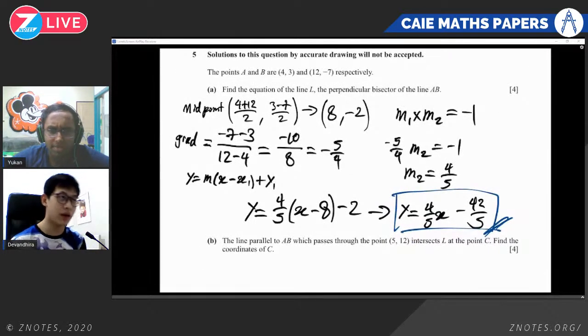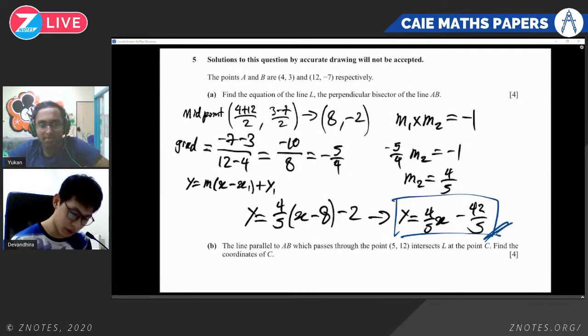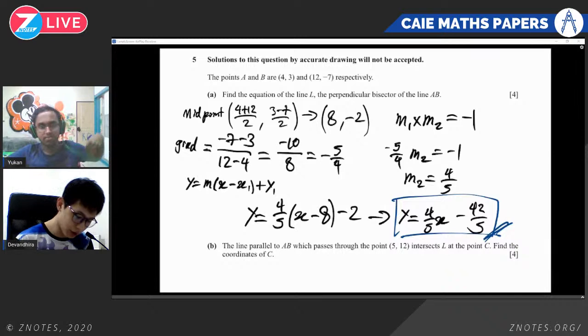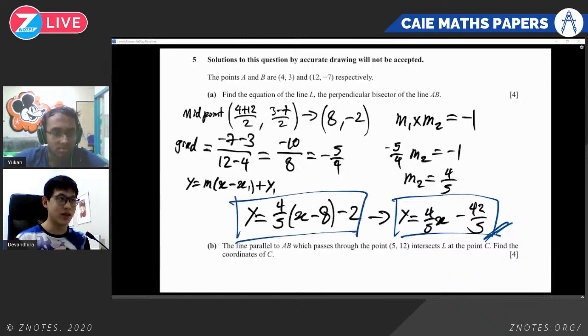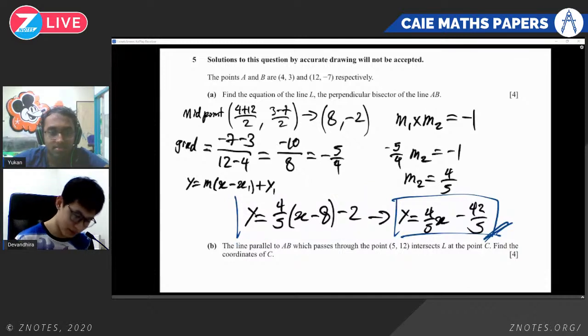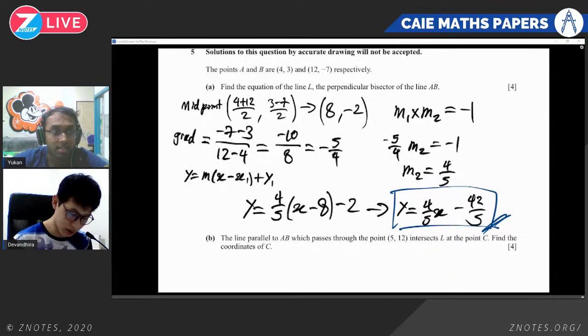Are you okay so far? You can also multiply both sides by 5 to give 5y is... Yeah, that's also fine. You can do that too. But if you want to do it this way, you can also give your answer as this. That doesn't matter. Anything in that form. If you want to simplify it or leave it this way, that's completely fine.